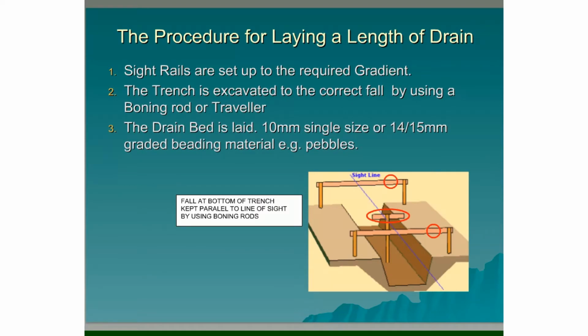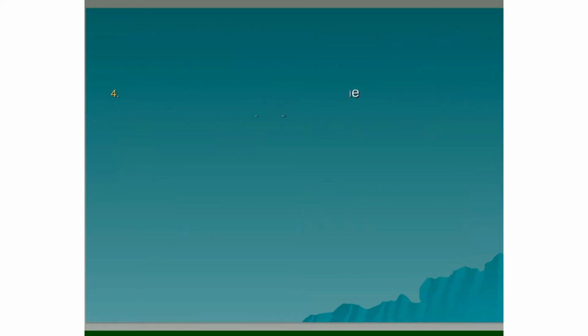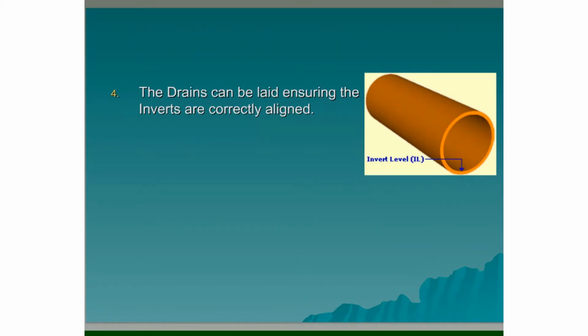3. The drain bed is laid with 10mm single size or 14 to 15mm graded bedding material, so for example pebbles. So it's excavated and the bedding layer is laid. 4. The drain can be laid ensuring the inverts are correctly aligned. We can see from the diagram opposite that the invert level is the bottom inside of the pipe.